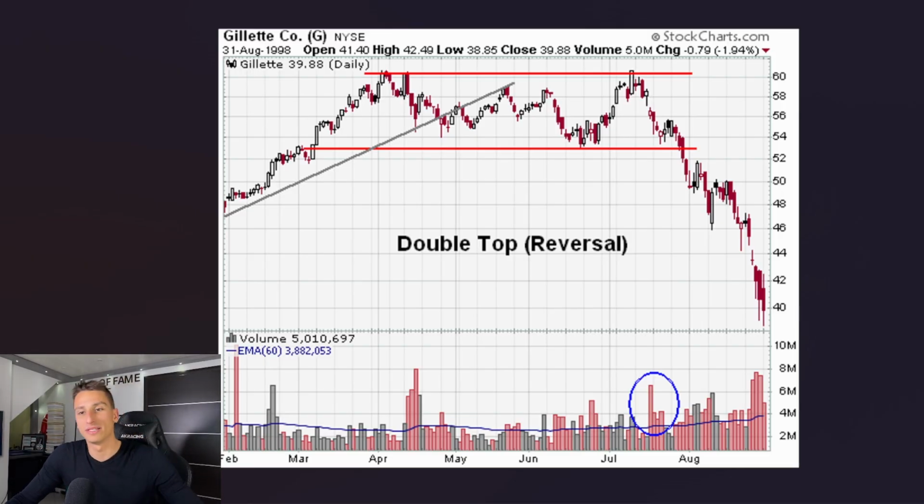Those are the common mistakes. So to recap, this pattern: two failed tests on the same resistance, declining volume plus a neckline break, and it's giving you your high probability short with this double top, okay? That is for this video, and in the next one we're going to talk about the double bottom, this famous setup, which is very well known, okay?